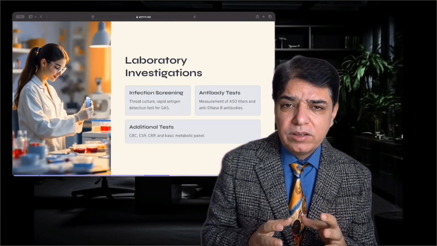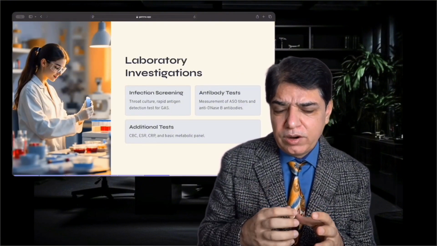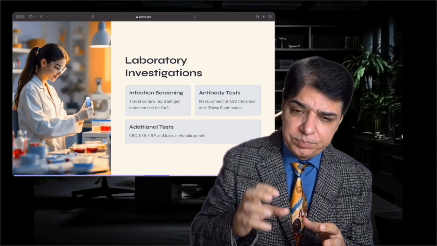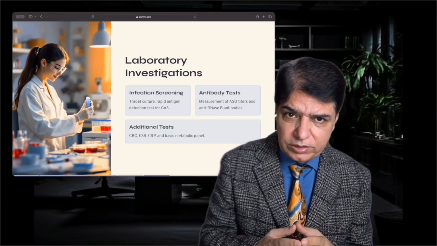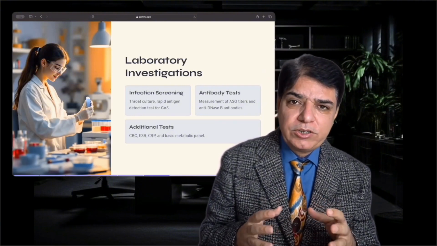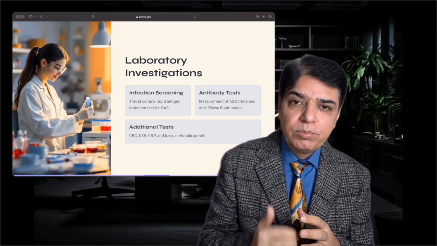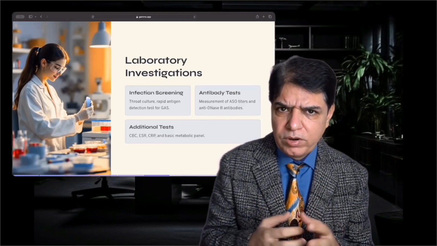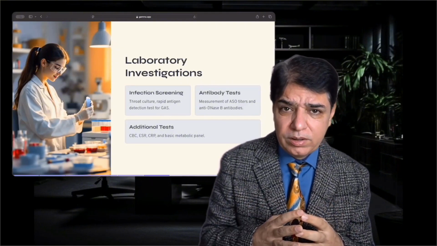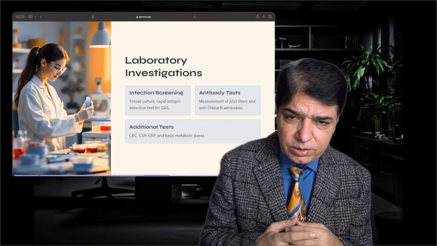Now, PANS and PANDAS is not a laboratory diagnosis where there are special tests which can be done to diagnose these conditions. Basically, it's a diagnosis of exclusion. But you want to do laboratory investigation because you want to rule out the other things and to see if there is a temporal association with streptococcal infections. So for example, you can take a throat culture to see if it grows group A beta hemolytic streptococci, or you might do a rapid antigen test for group A streptococci.